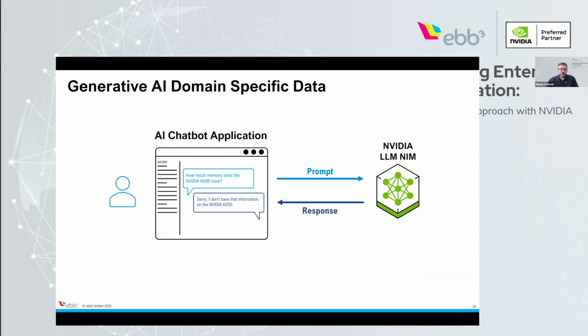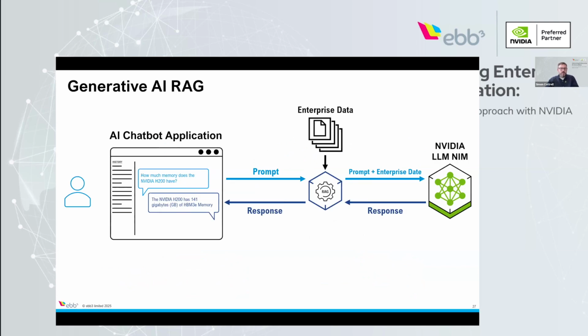If we revisit our previous AI chatbot application example using an NVIDIA LLM NIM, it cannot answer a domain-specific question about one of the latest NVIDIA GPUs because it wasn't trained on that information. By introducing a RAG pipeline to supply the domain-specific enterprise data to the NVIDIA LLM NIM, along with the original prompts, the LLM now has enough information to respond appropriately to the prompt and answer our question.